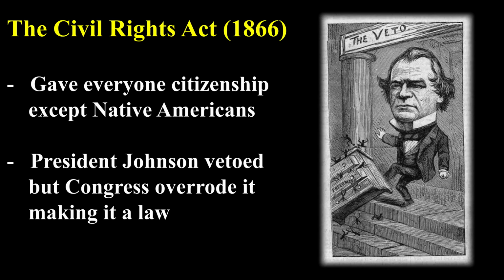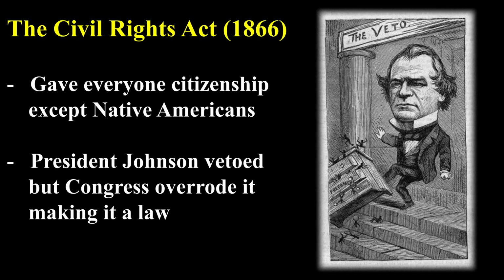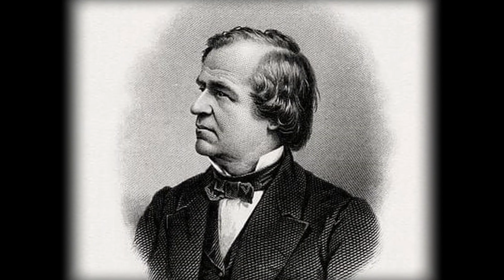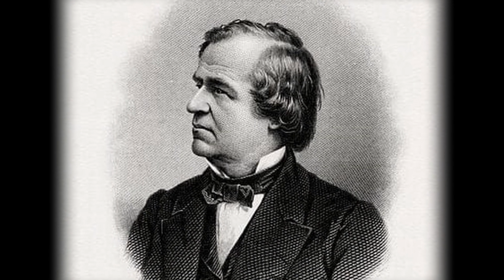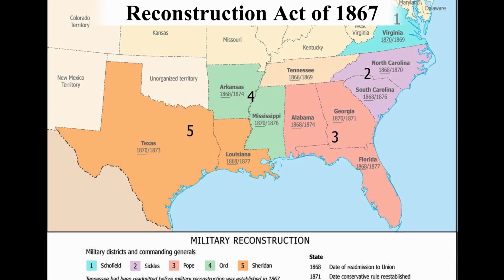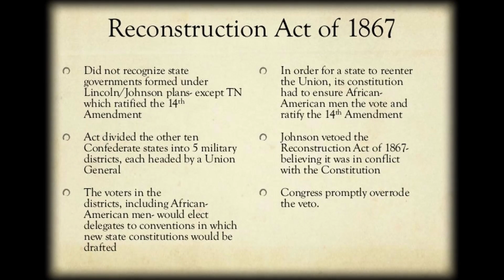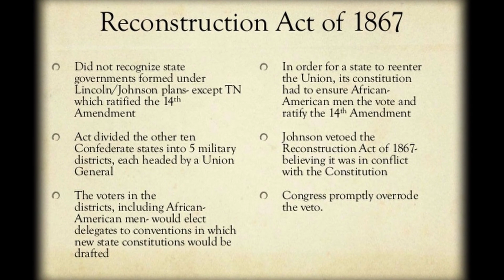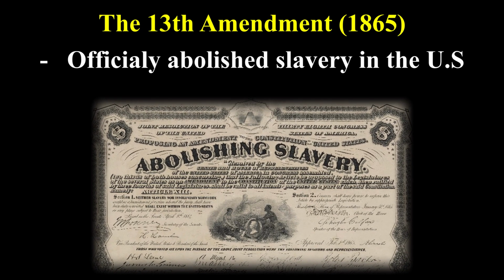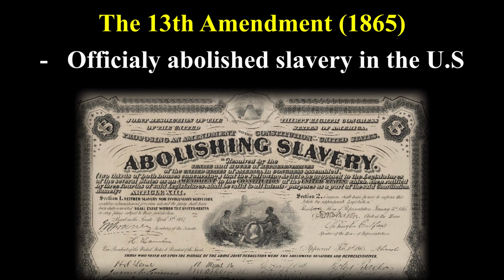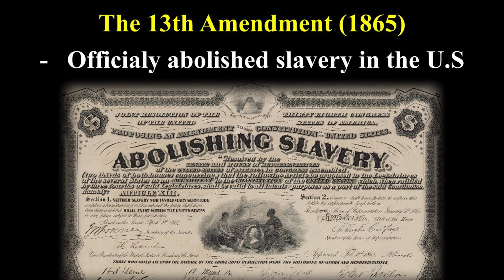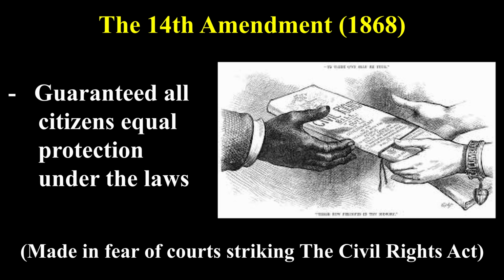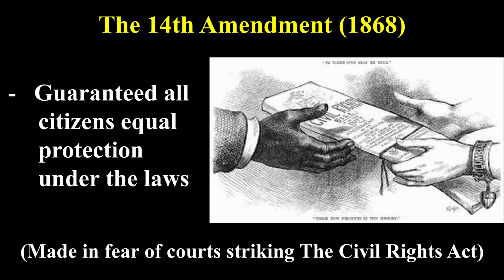Congress still was able to pass the Civil Rights Act of 1866, giving almost everyone citizenship, and was passed by overriding Johnson's veto. There was also the Reconstruction Act of 1867, which laid out the qualifications required for a state to get back in the Union. Another key part of this era were the amendments, like the 13th Amendment, which abolished slavery. Finally, the 14th Amendment occurred and guaranteed citizens equal protection under the law.